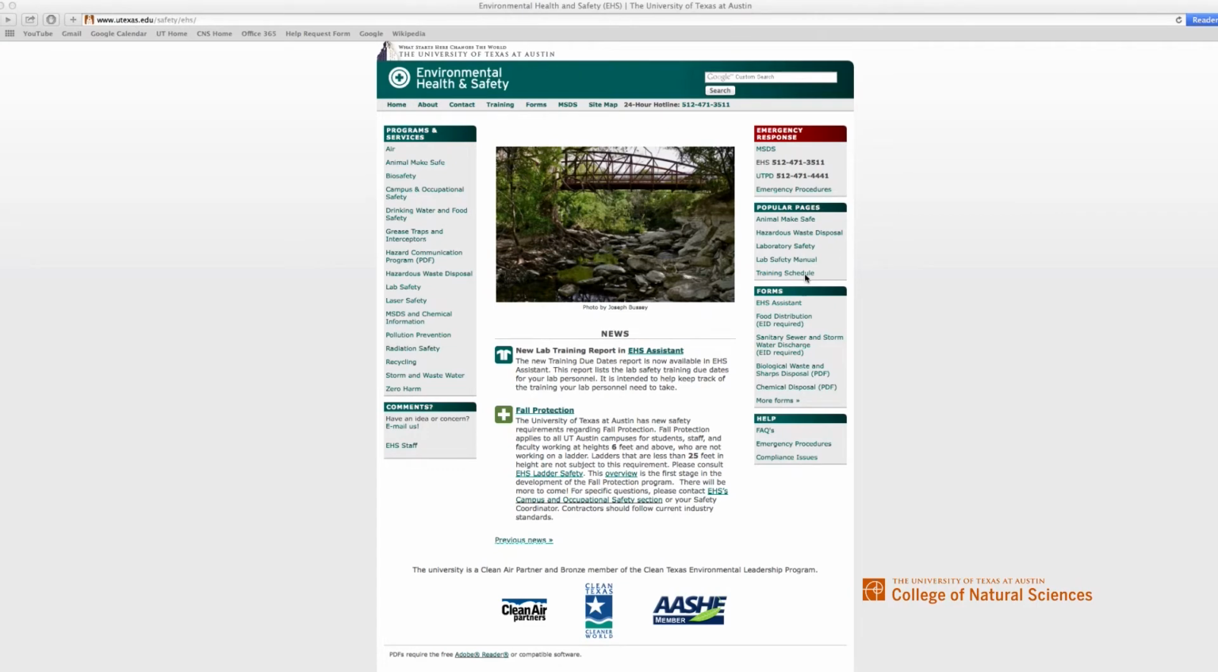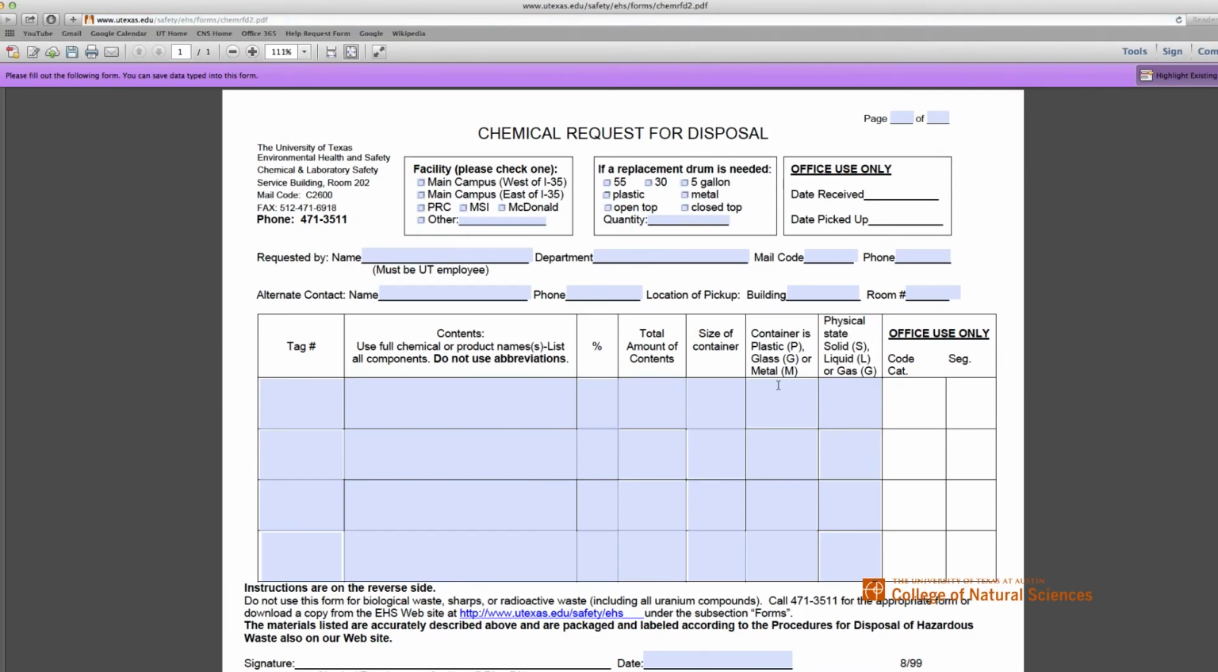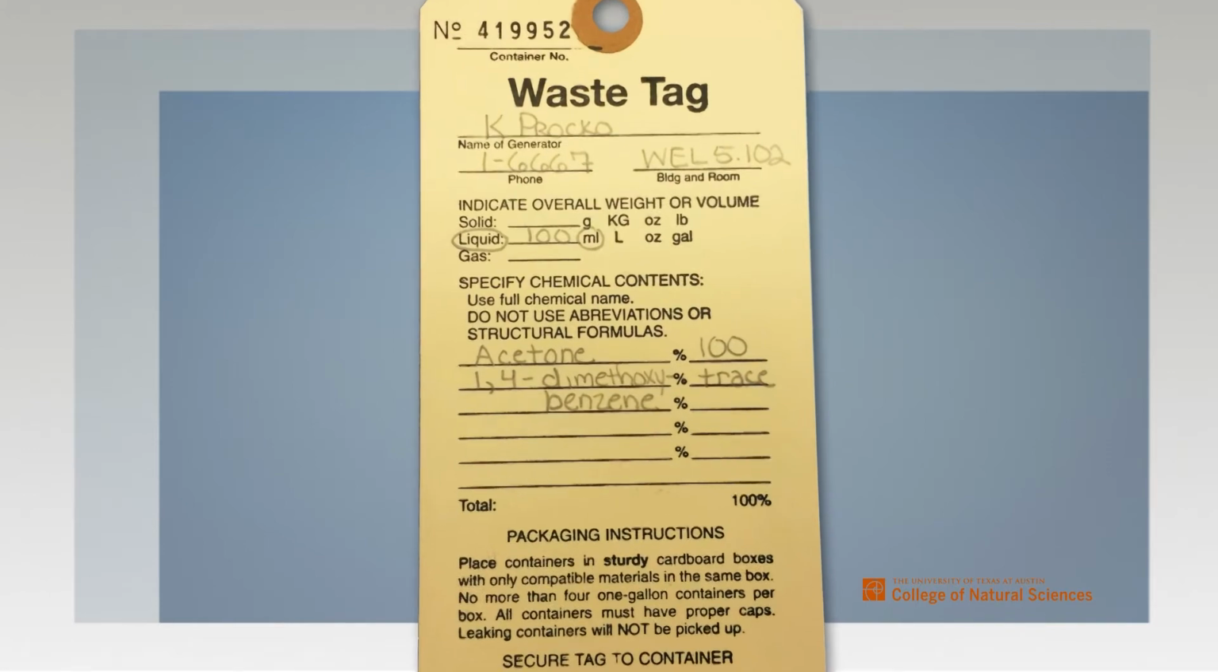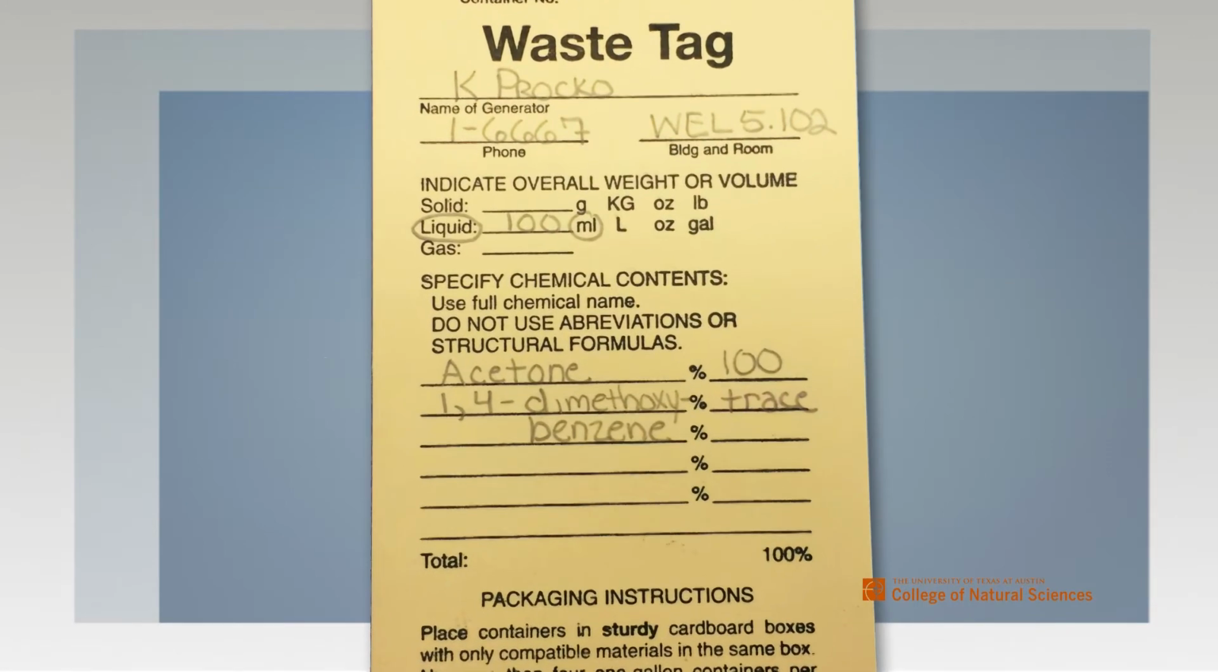To initiate pickup of chemical waste, fill out a disposal request available on the EHS website. If a compound is present in very small amounts in the mixture, the word trace may be written on the tag. Trace compounds do not need to be included in the percentage calculations.